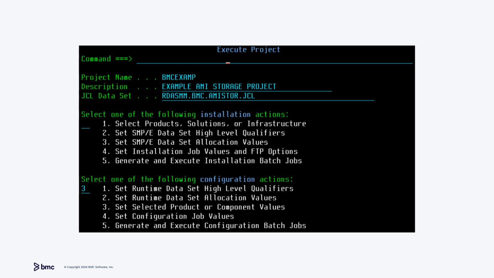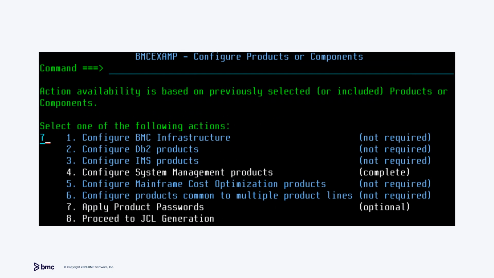We'll find ourselves back at the Execute Project panel, where we'll enter the number 3 to set selected product or component values, and hit Enter. This brings us to a familiar-looking submenu, Configure Products or Components. This time we're going to enter the number 7 on the line command and hit Enter to apply the product passwords.